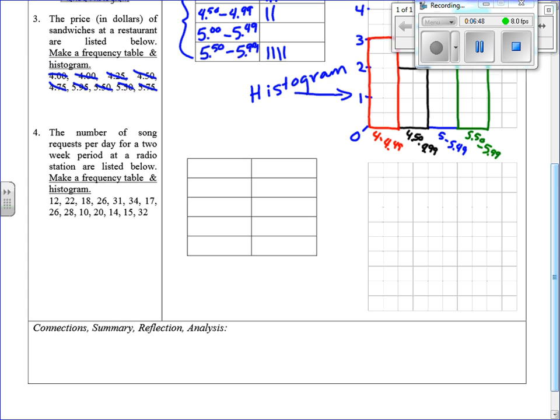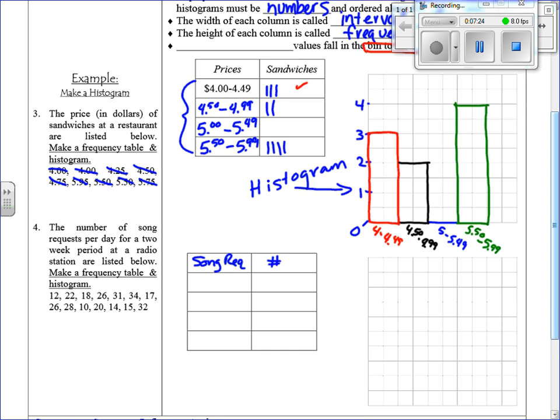All right. Next one. I'm going to have you do this, but I'm going to try to get you started here with some of the intervals. It says the number of song requests per day for a 2-week period at a radio station are listed below. Make a frequency table and a histogram. So let's see. Song requests. All right, and that's the number. All right, the tally of the song requests is what we're going to say.